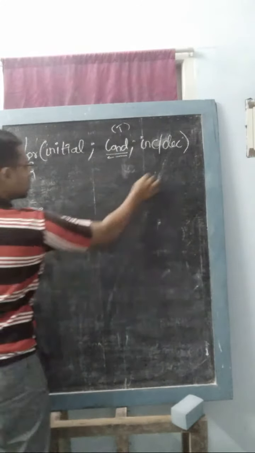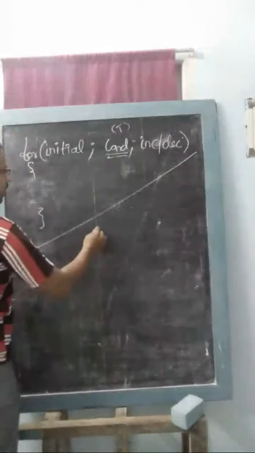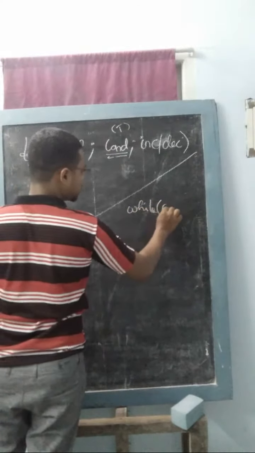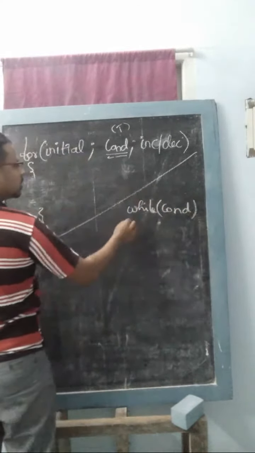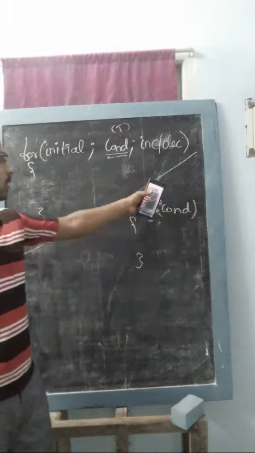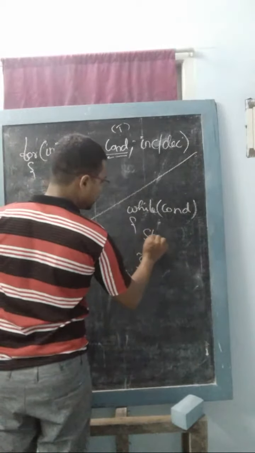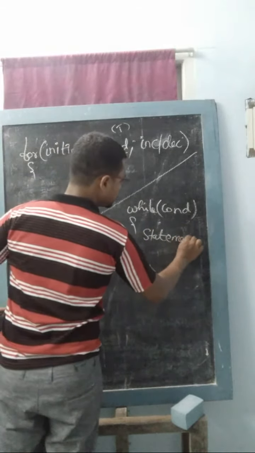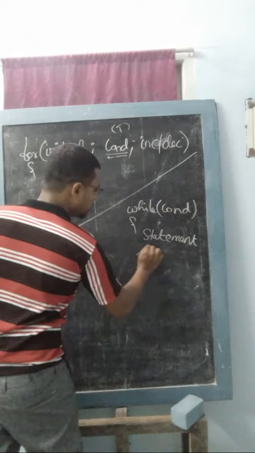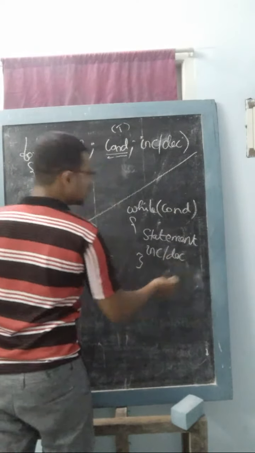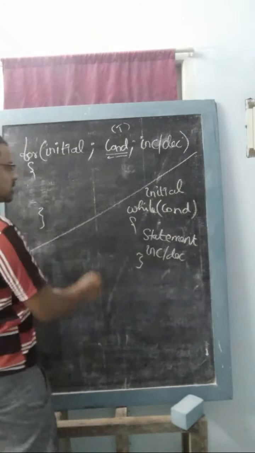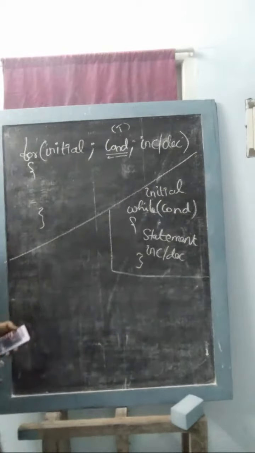So what about the while loop? The while loop will check the condition. Before the body of the while, there are initialization steps, and then you have the statement. If the condition is right, the statement will be executed, and the increment or decrement will come here, and the initialization comes before. So this is the process of while.